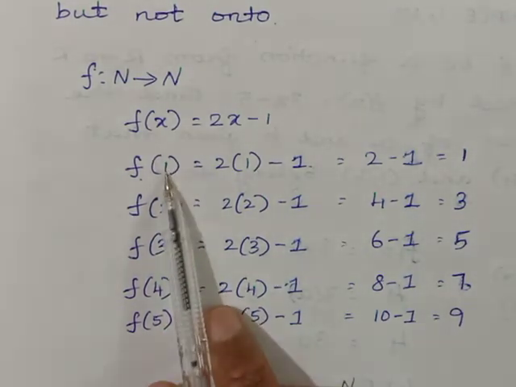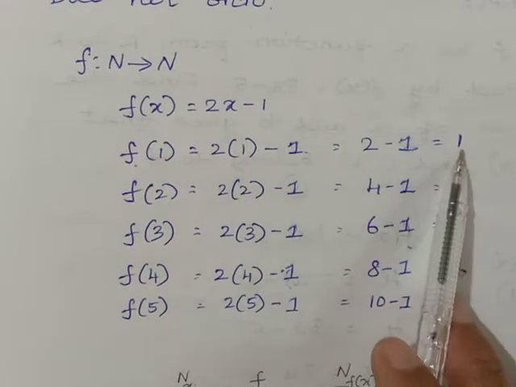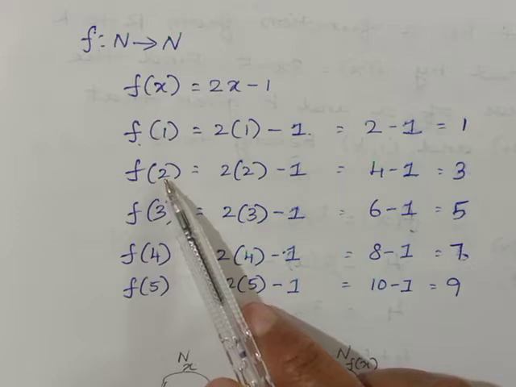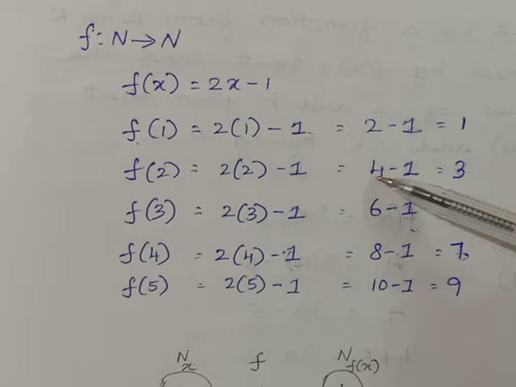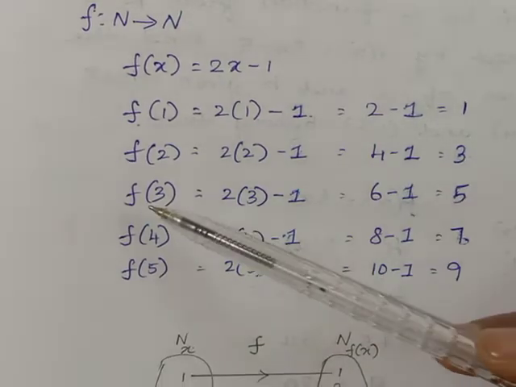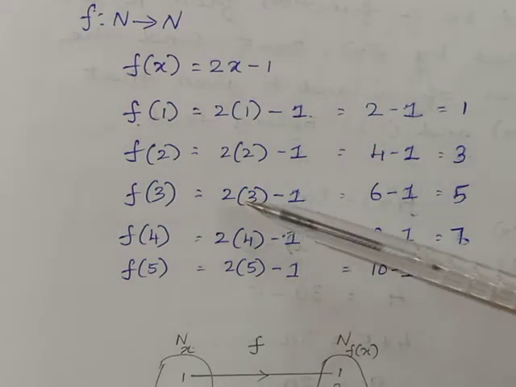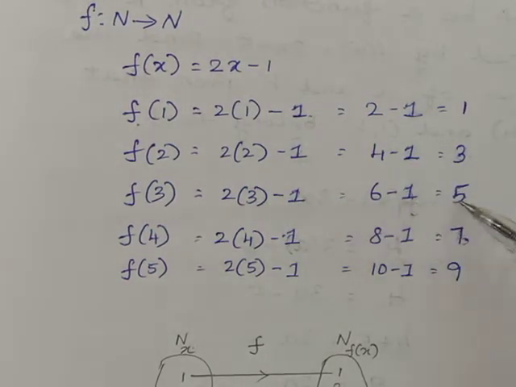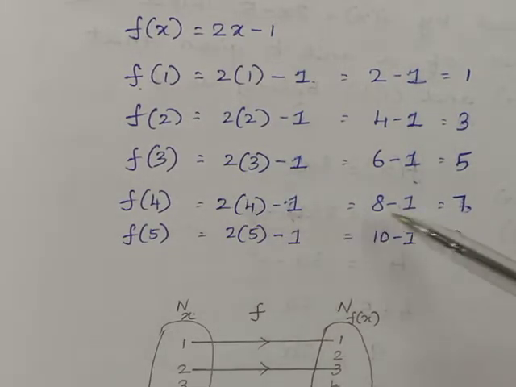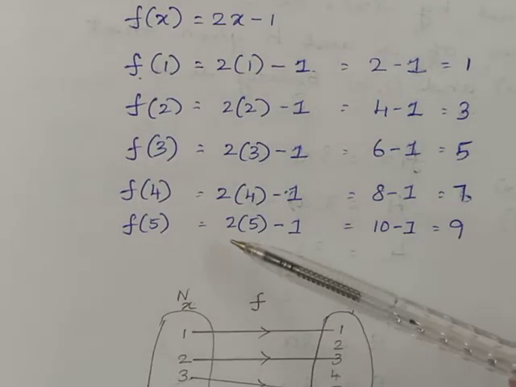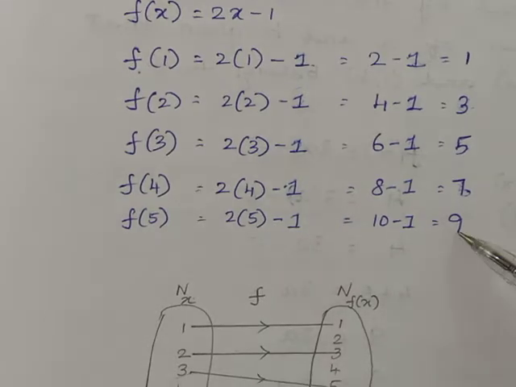In the place of x, we'll write 1. So 2 into 1 minus 1: 2 ones are 2, minus 1 is 1. f(2): in the place of x we'll write 2. 2 twos are 4, minus 1 is 3. Next x as 3: 2 threes are 6, minus 1 is 5. Next 4: 2 fours are 8, minus 1 is 7. Next 5: 2 fives are 10, minus 1 is 9.